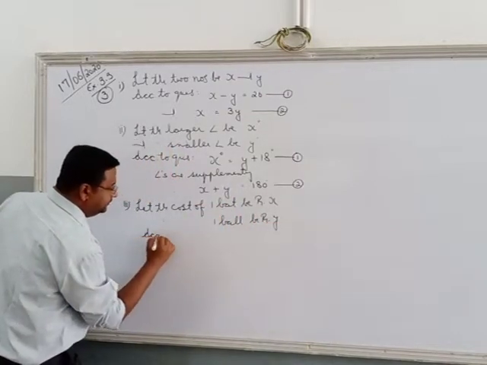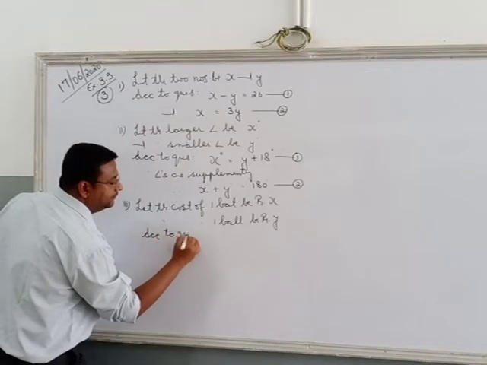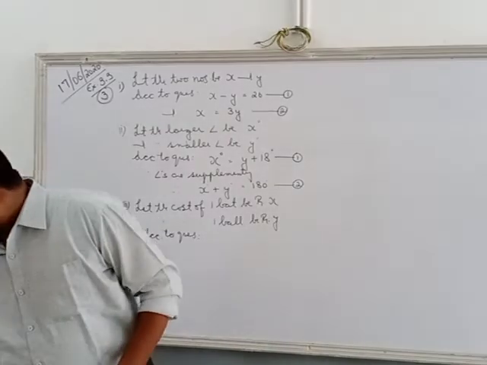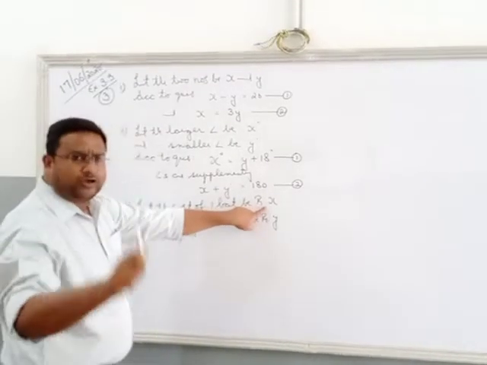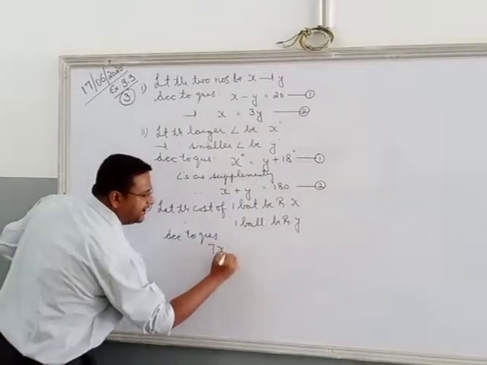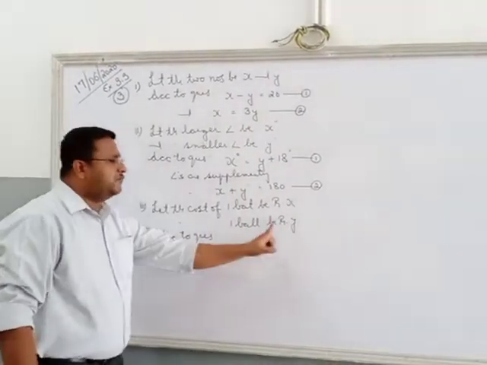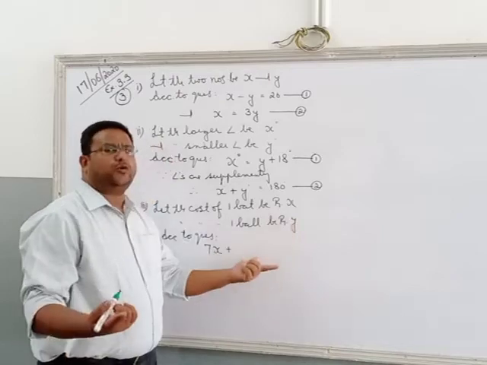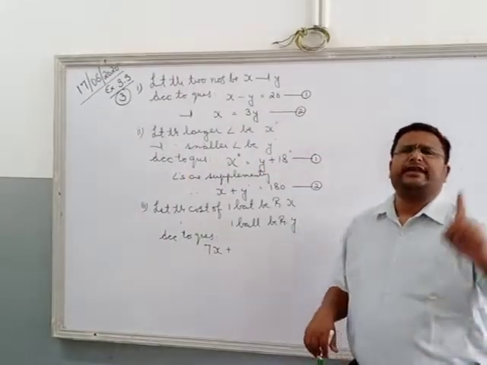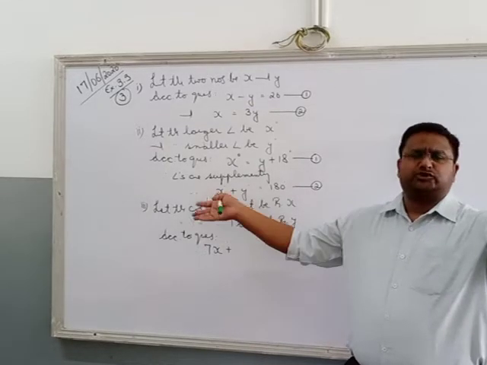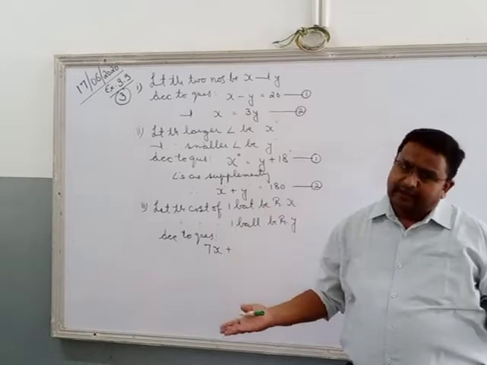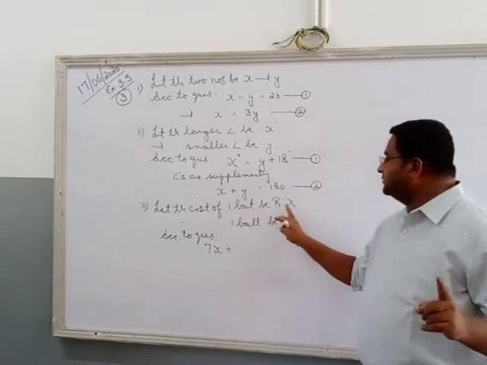According to the question, what does he say? He says 7 bats and 6 balls. One bat is costing x rupees, so 7 bats will cost 7x, plus 6 balls. One ball is costing y rupees, so 6 balls, 6y. Definitely, sir, how do we get 7x and 6y? We go to the market, we buy 1 kg of tomato for rupees 20. So what will be the cost of 5 kg? 20 multiplied by 5.